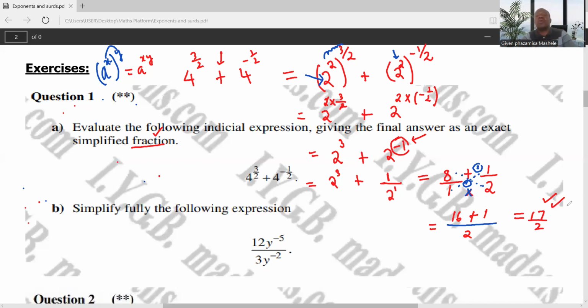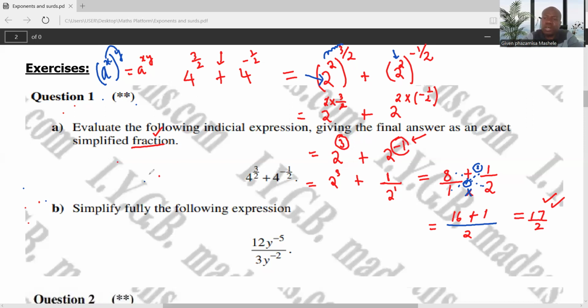So let's check what we have done here. We expanded 4 to have a base of 2. And after expanding 4 to have a base of 2, we used law number 3 that says when we have multiple powers, you can multiply their powers if the base is the same. So we multiplied 2 with 3 over 2, and we multiplied 2 with minus half. This gave us 3, and this gave us minus 1. Then we changed the negative exponent to a positive power. So this becomes 1 over 2. Then we simplified. I believe you are following.